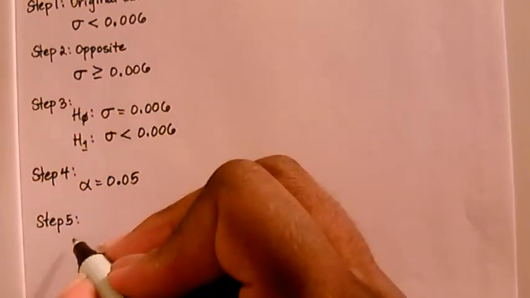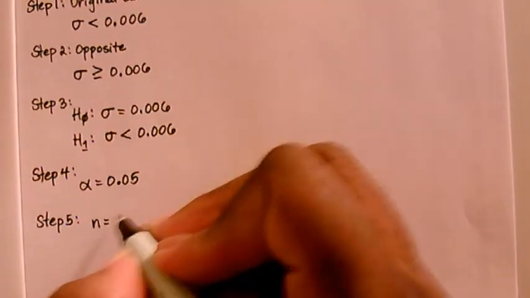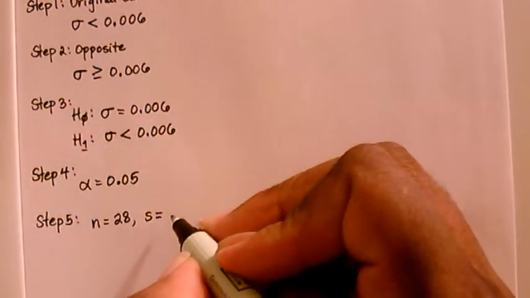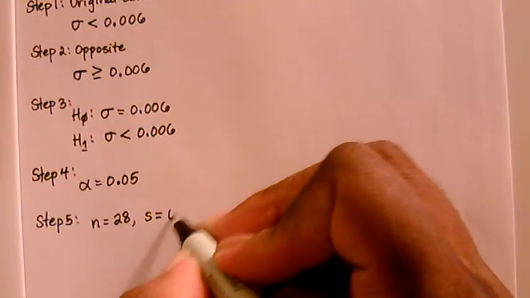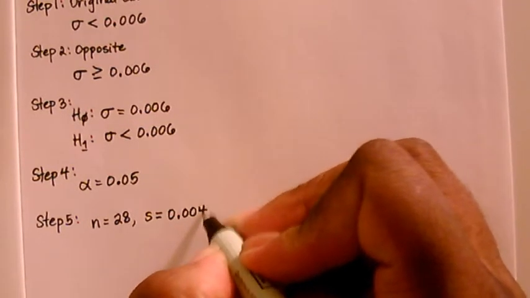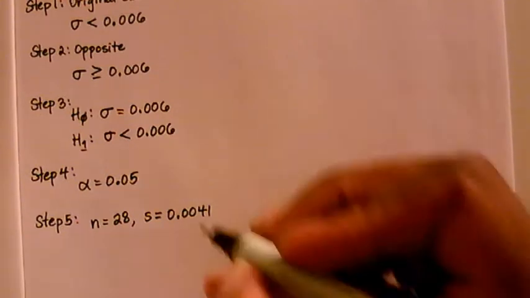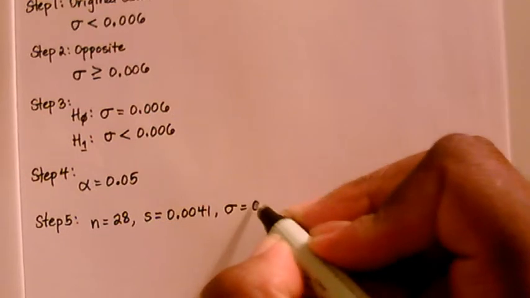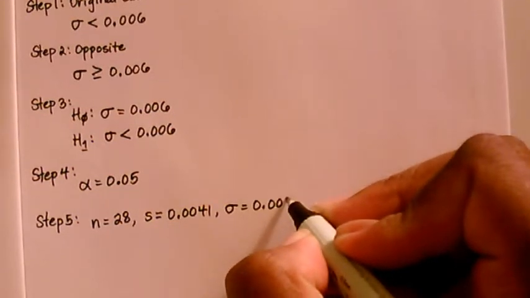Step number 5, we have n, which is 28 because the manager randomly selected 28 pistons, and he determined that the standard deviation of those 28 pistons was 0.0041. And I'll go ahead and write down sigma, which is from your null hypothesis, 0.006.